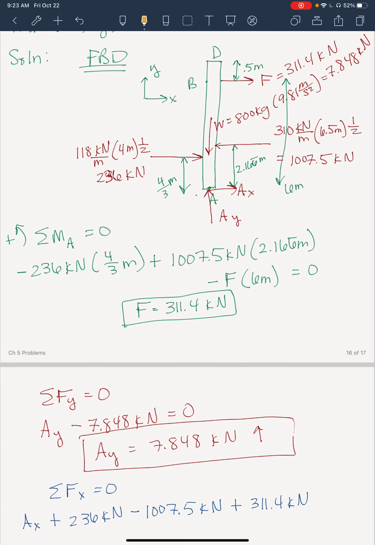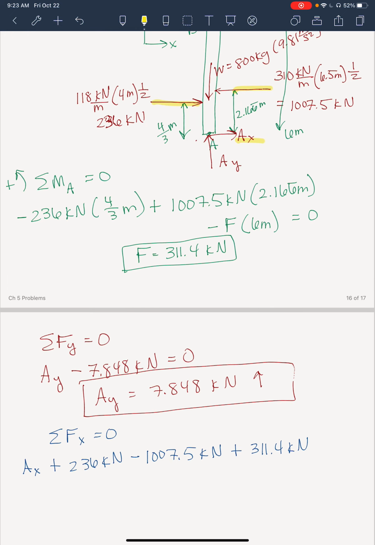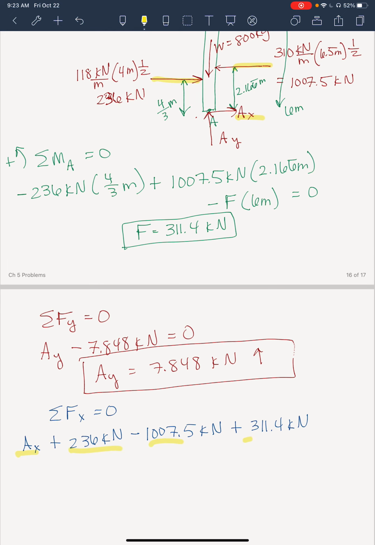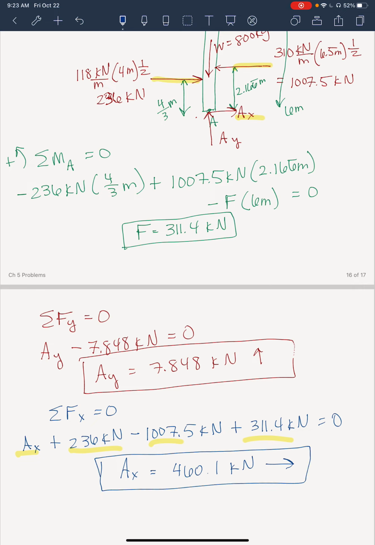So we had 1, 2, 3, 4 forces. So I'll just go through and count them. Let's see. I have 1, 2, 3, 4 forces in the x direction, so we're good there. So this equals 0. Then we can just add those up, and we get AX equal to 460.1 kilonewtons. We got a positive number, so that means that we'd guessed right, so it is to the right. And there's our answer.